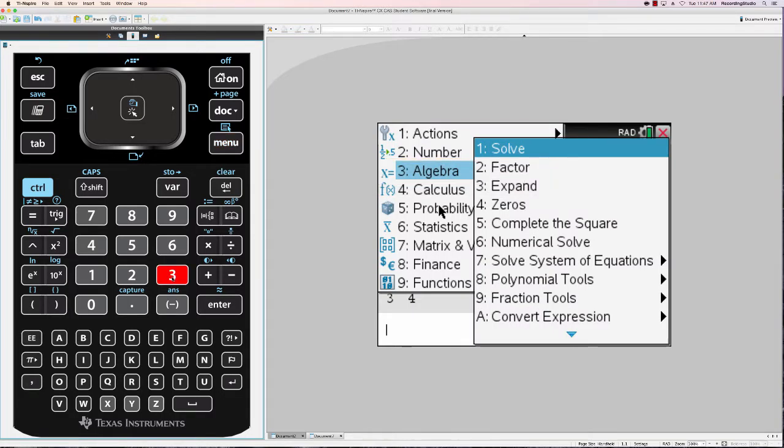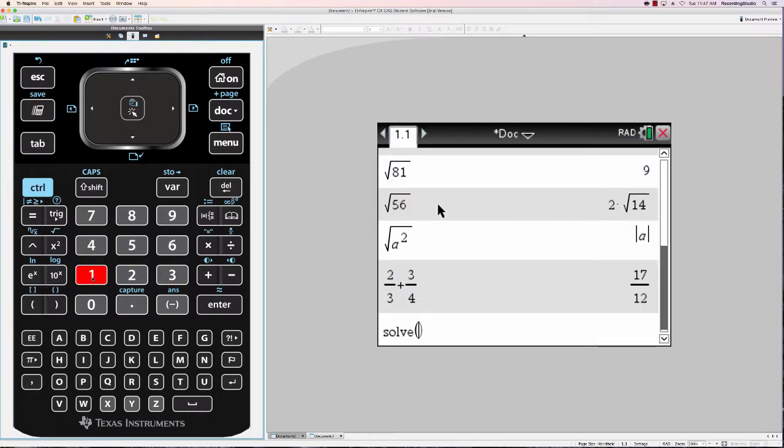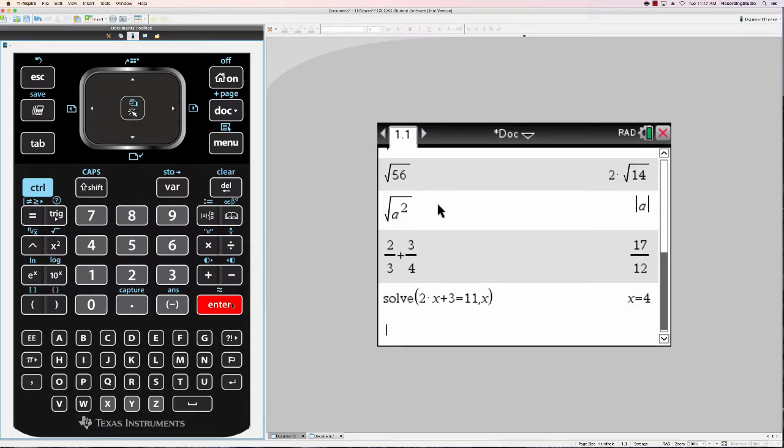Let's solve an equation. Select 1 for solve. And now let's enter the equation. Let's do something very simple. 2 times x plus 3 equals 11. Now we need to tell it what we want to solve for, and in this case, we need to solve for x. Therefore, we follow it by a comma and the letter x, and press enter, and it produces the result that we're looking for.